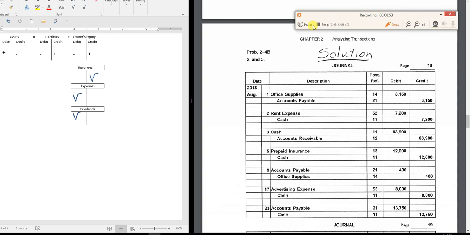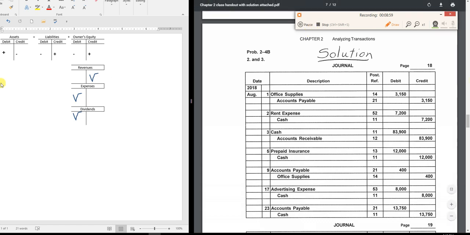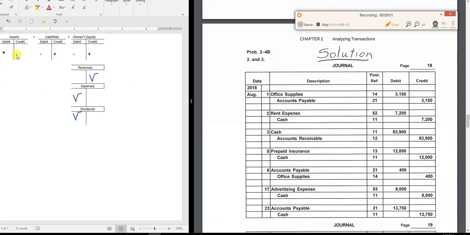Now we're on to the 29th, which is on the next page. I paid miscellaneous expenses of $1,700. What did I pay him with? Paid him with cash, so cash is going down, so it's credited. And I paid miscellaneous expenses, and I debit expenses.